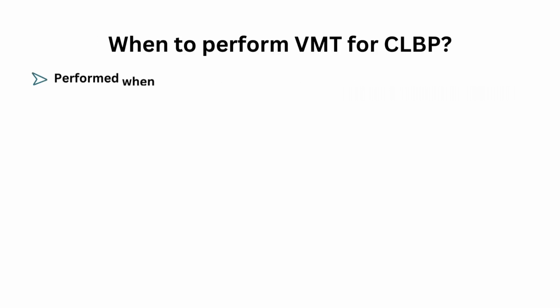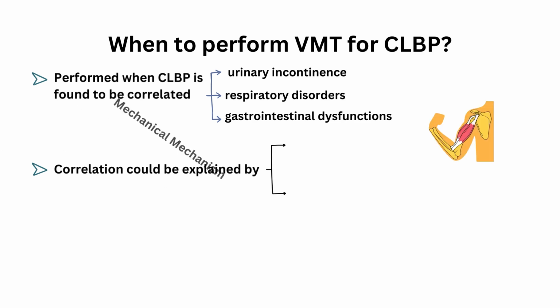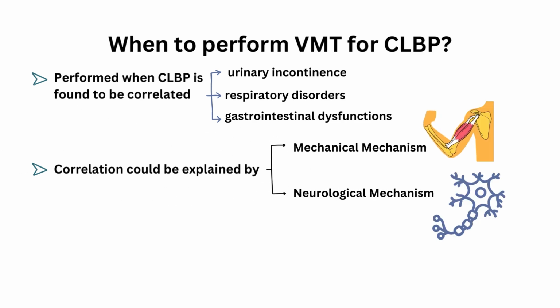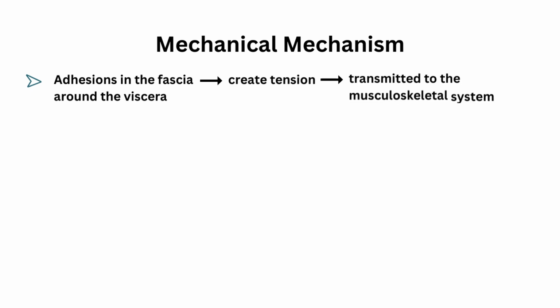VMT is performed when chronic low back pain is found to be correlated with urinary incontinence, respiratory disorder, and gastrointestinal dysfunction. This correlation could be explained by mechanical and neurological mechanisms. Adhesions in the fascia around the viscera can create tension that is transmitted to the musculoskeletal system, leading to pain and dysfunction in the lower back.